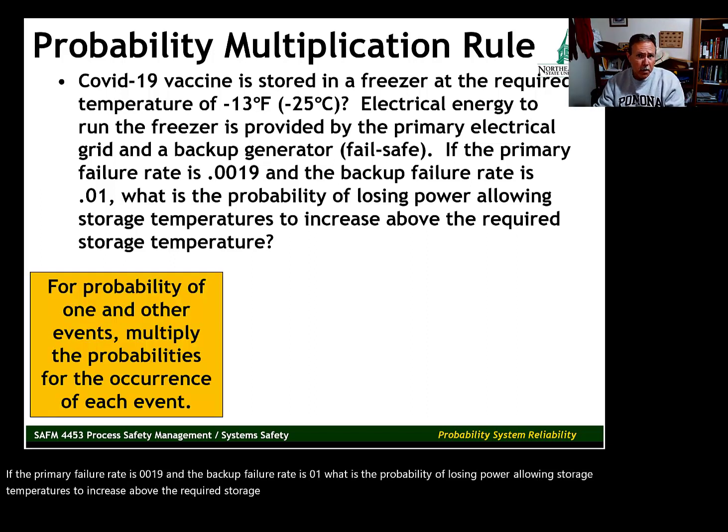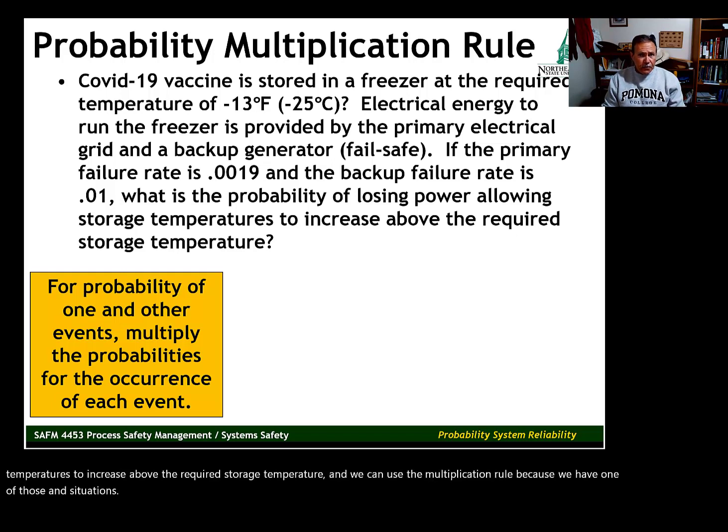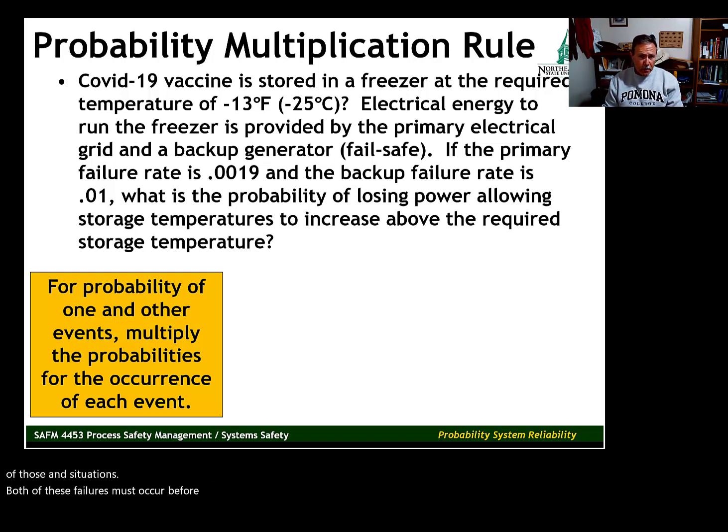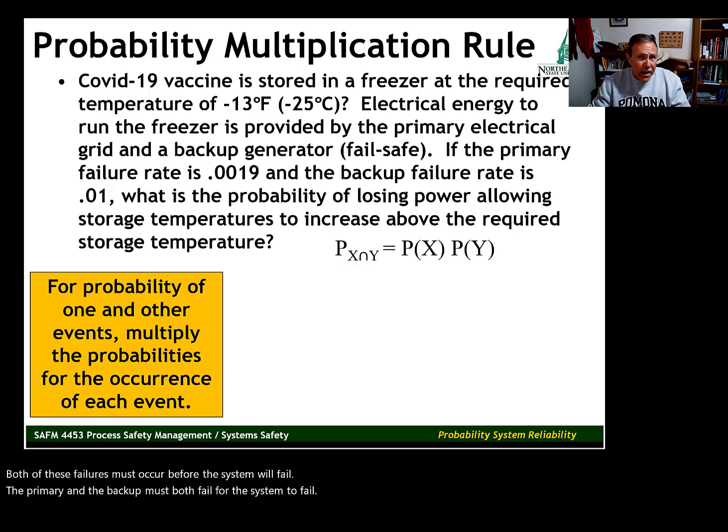We can use the multiplication rule because we have one of those and situations. Both of these failures must occur before the system will fail. The primary and the backup must both fail for the system to fail. And here is the mathematical representation of the multiplication rule. The probability of x and y equals the probability of x multiplied by the probability of y.